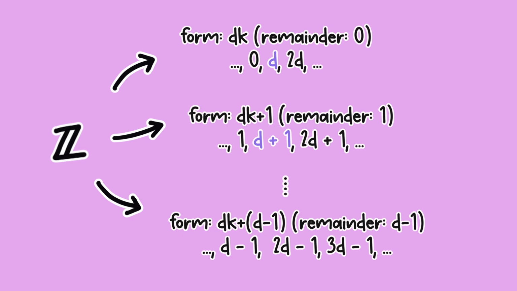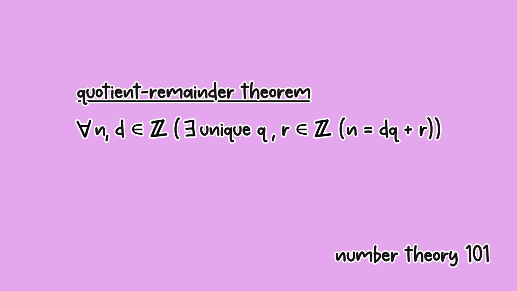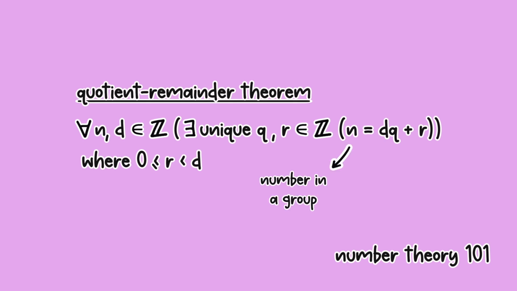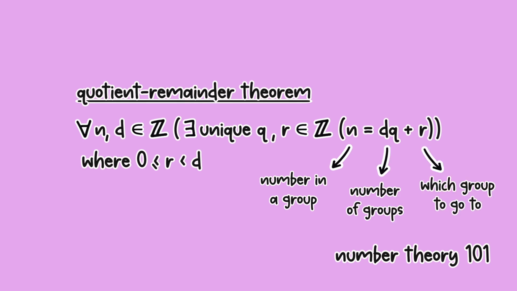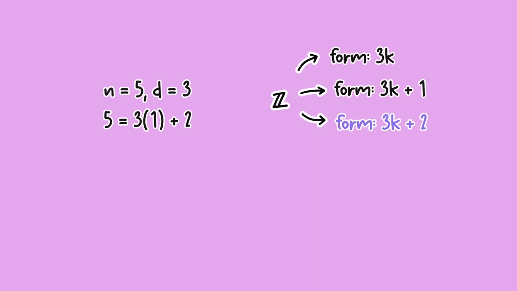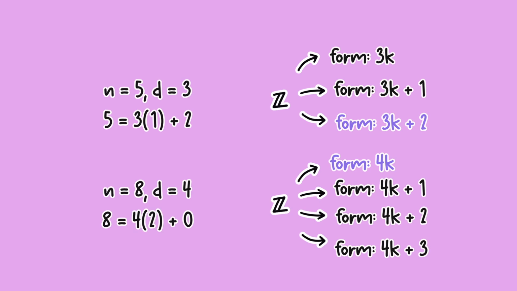This is a simplified version of the quotient remainder theorem, which says that for any two integers, dividing one by the other gives us a unique quotient and remainder, which can be from 0 to d minus 1. Think of n as the number we put into one of the groups, and d as the number of groups. Then r will decide which group n goes to. For example, 5 goes to the remainder 2 group when there are 3 groups, and 8 goes to the remainder 0 group when there are 4 groups.